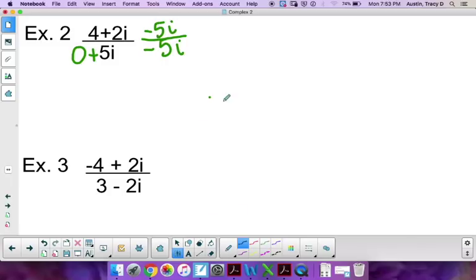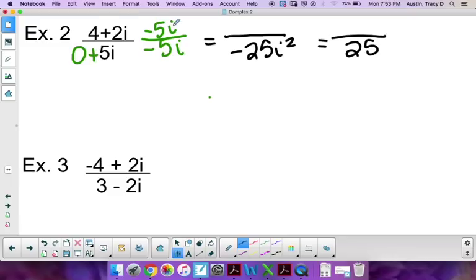All right, let's distribute it out and see what we get. Because this is only the one piece, it makes it kind of nice on the denominator. This is just going to be negative 25i squared, which everybody should know is now a positive 25. All right, so let's distribute out the top. That's negative 5i times 4, that's negative 20i. And the second piece is going to be negative 10i squared.